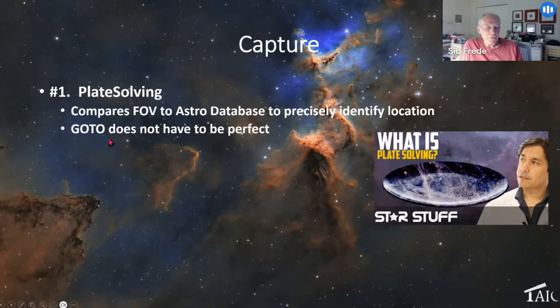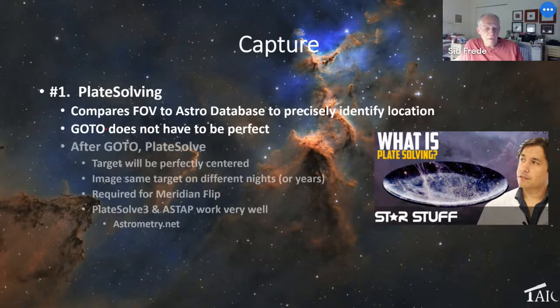So they would solve that plate for a solution. And what this allows us to do is the fact that our go-to alignment doesn't have to be perfect. After a go-to, we can initiate a plate solve, and within now our personal computers or the computers we have, we can do a plate solve in many cases in a second or even less. We don't have to wait till the following day to do that. That allows our target to be perfectly centered.